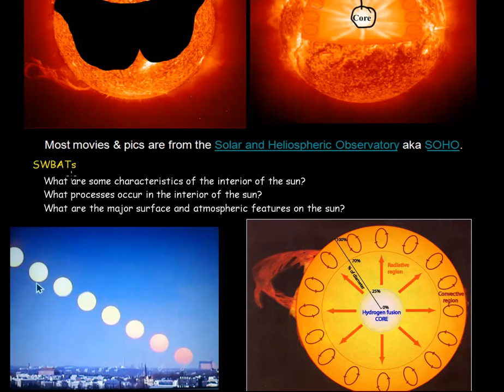Students will be able to... These are the three things I hope you get from this presentation. What are some of the characteristics of the interior of the sun? What processes occur in the interior of the sun? And what are the major surface and atmospheric features of the sun?